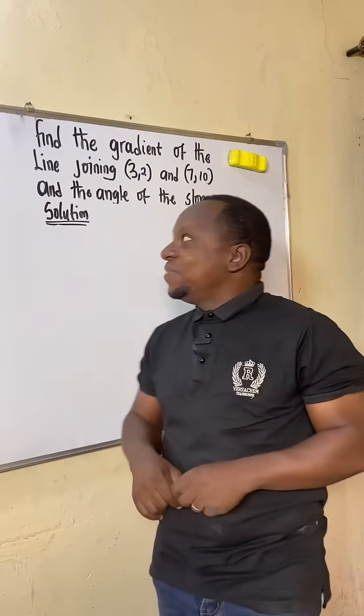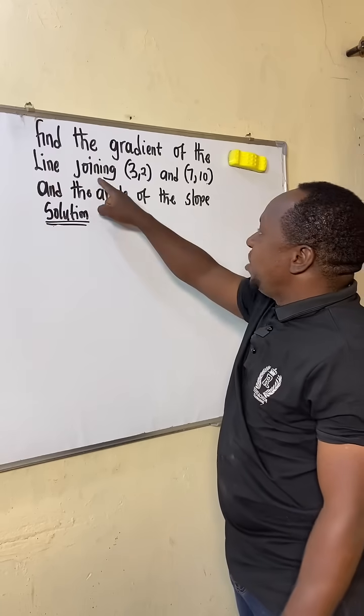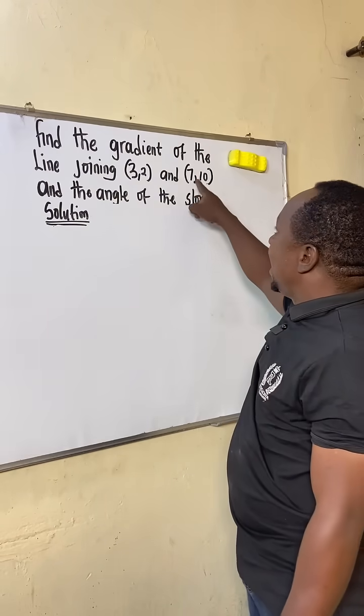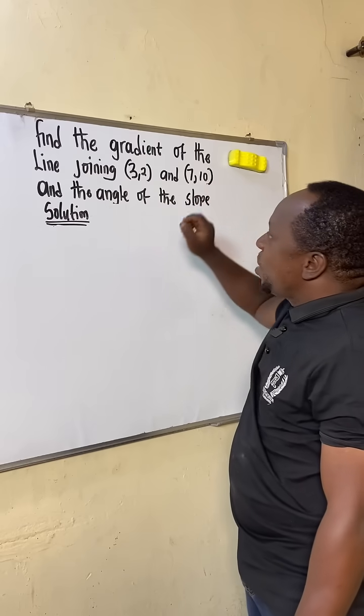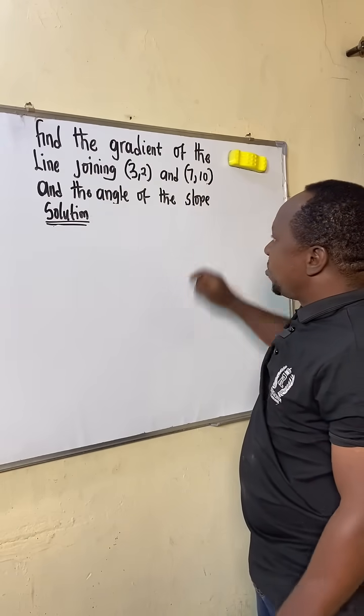Hello, let's solve this question. Find the gradient of the line joining these two coordinates. We have (3, 2) and (7, 10). We are also asked to find the angle of the slope.